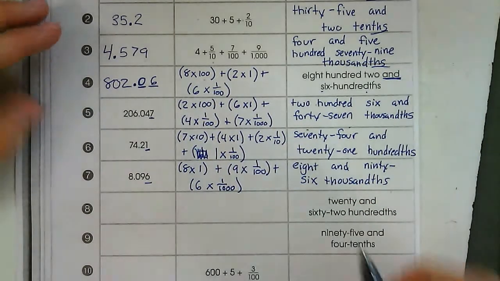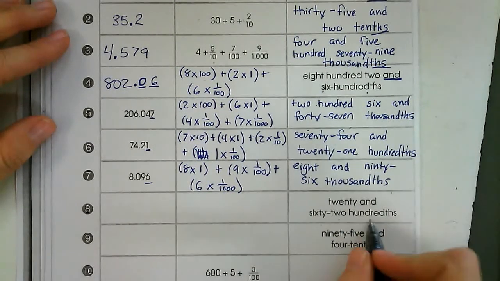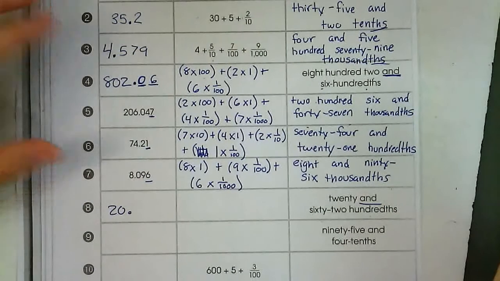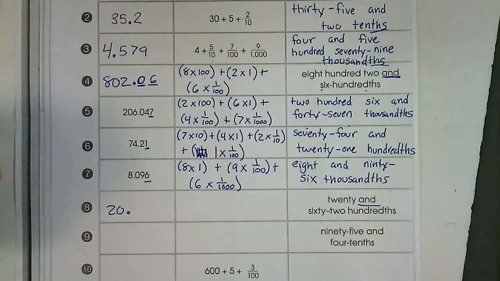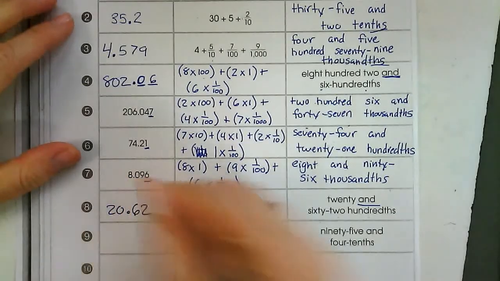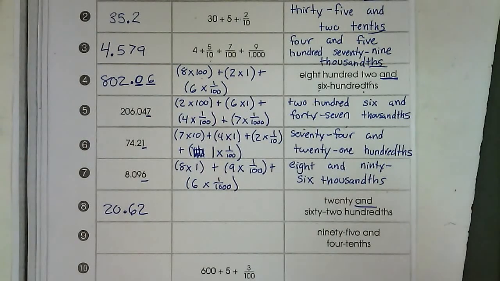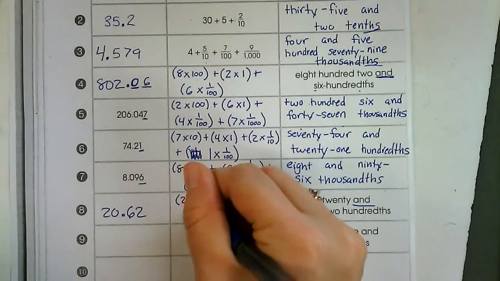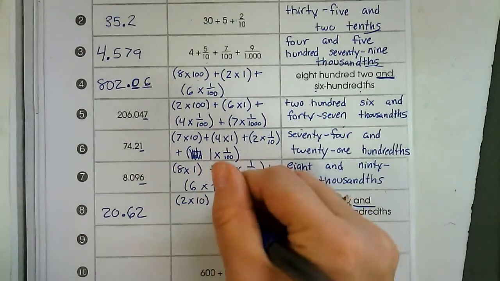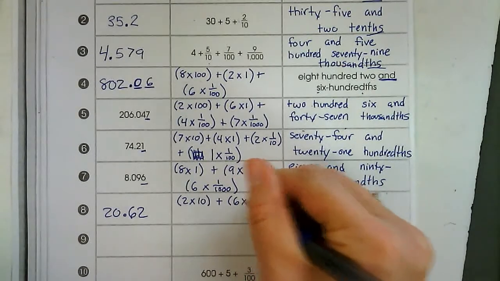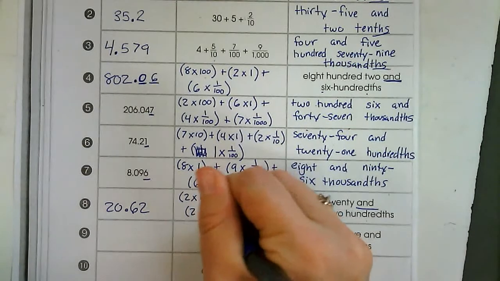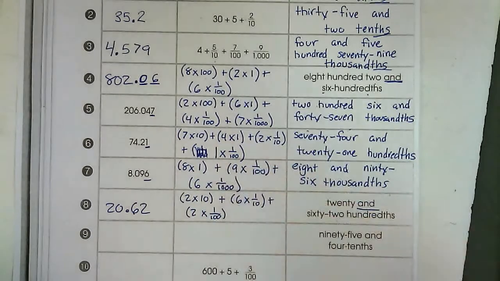All right, now for word form, 20 and 62 hundredths. 20 and tells me my decimal, 62 hundredths, which means the 2 needs to end in the hundredths place. So I can just put a 6 and a 2, because the 2 would be in the hundredths place. In expanded form, that is a 2 times 10 plus 6 times 1/10, because it's in the tenths place, plus 2 times 1/100, because it's in the hundredths place.